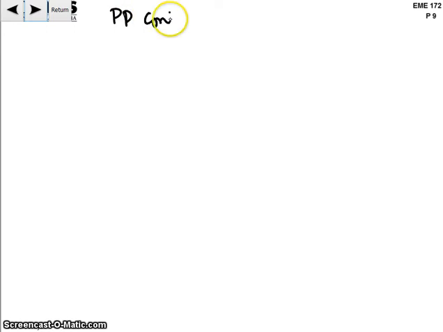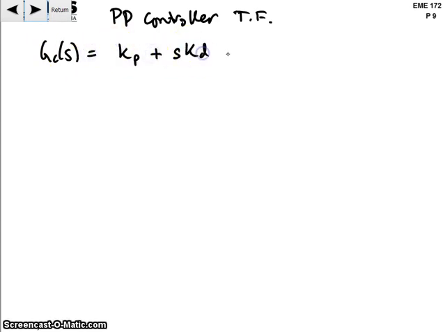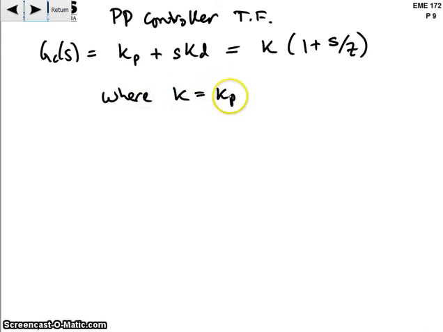PD controller transfer function. Okay? So it's G_C of s equals K_P plus s times K_D, which we can rewrite as K times 1 plus s over z, where K is equal to the proportional control gain. Okay, so that's the gain of the controller, and the zero of the controller is equal to K_P divided by K_D.